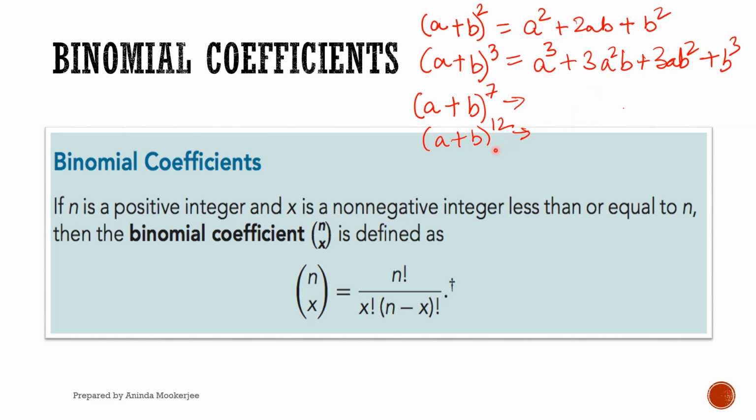binomial following or using this formula and following a pattern in which these variables and their exponents appear in each term. All right, so because this formula is very useful to expand binomials, it gives the coefficients of every term. That's the reason it's called binomial coefficients.